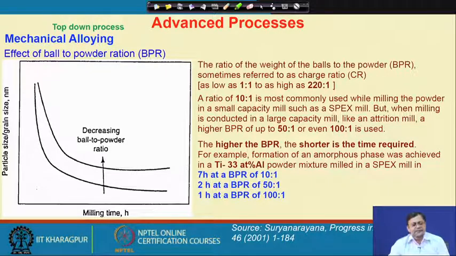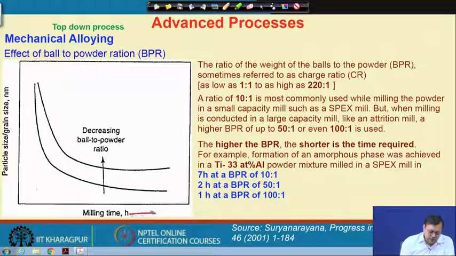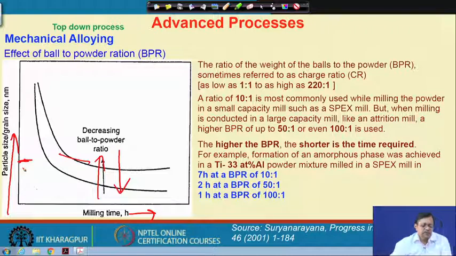And now, as I said, the ball to powder ratio controls the net energy input into the system. So, the ball to powder ratio is very important. I show you a plot here. This is milling time versus particle size or grain size in nanometers, just a schematic. If you increase the ball to powder ratio, it is easier to go to a nanoscale. However, if you decrease the ball to powder ratio, the final particle size will be higher.